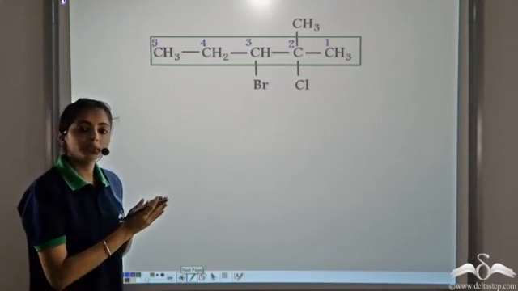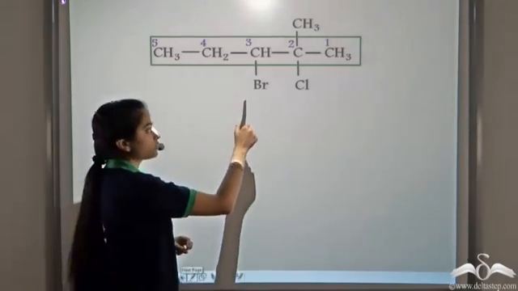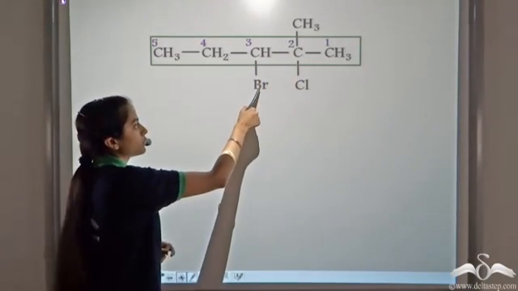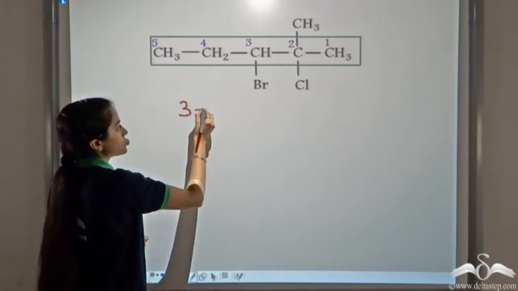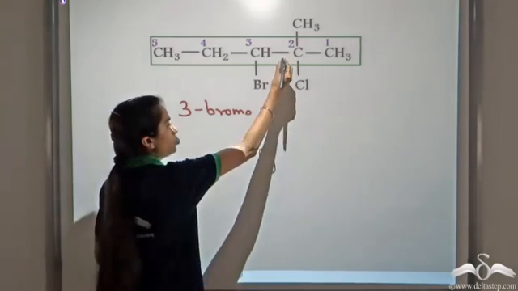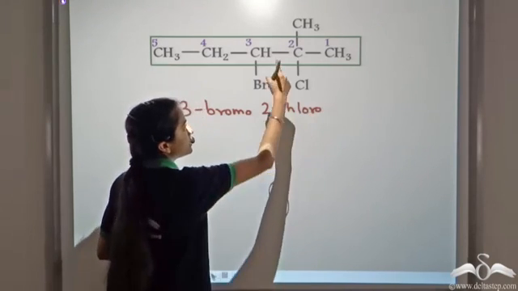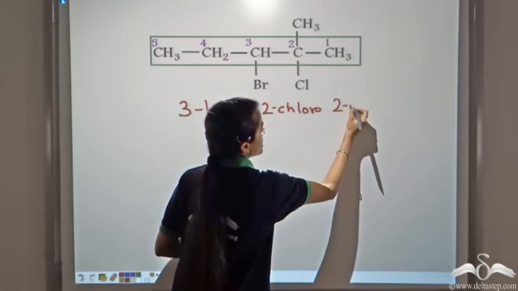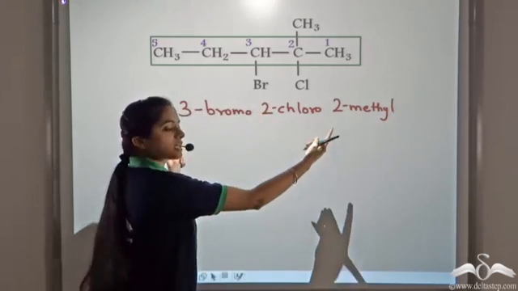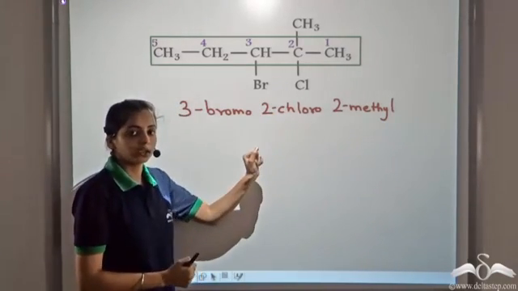Now, while giving the prefix, we arrange the substituents alphabetically. Here we have 3 substituents: bromo, chloro, and methyl. So alphabetically, we first place bromo, that is 3 bromo. Then we place chloro, which is at the second position. And then we have the methyl group, which is at the second position. So this is the prefix for this organic compound. This shows the substituents present in the organic compound.